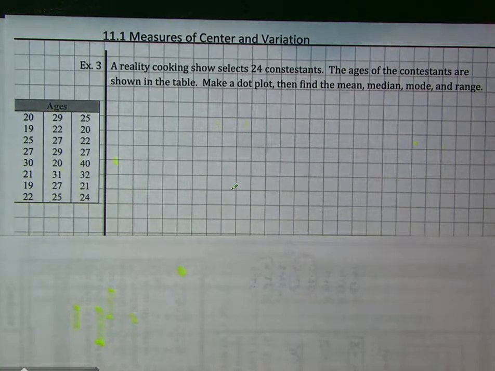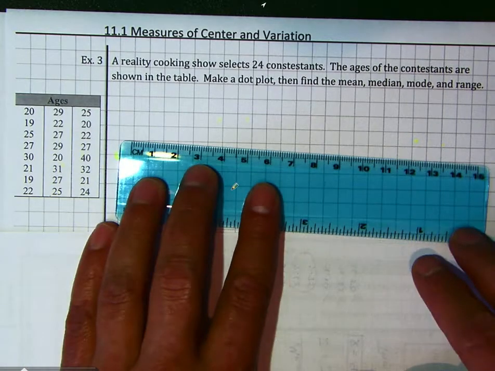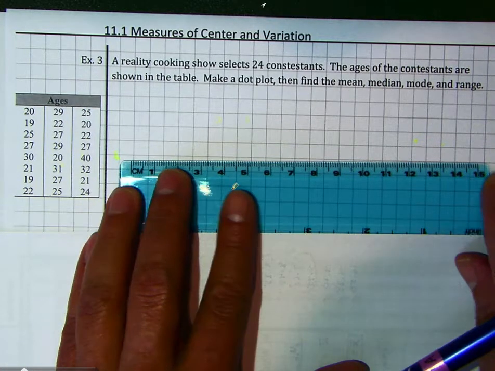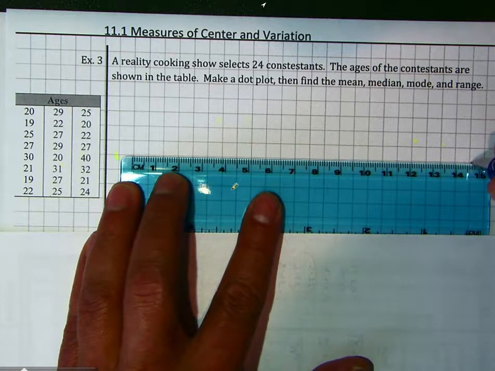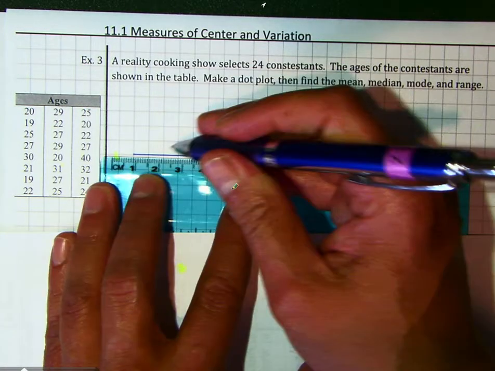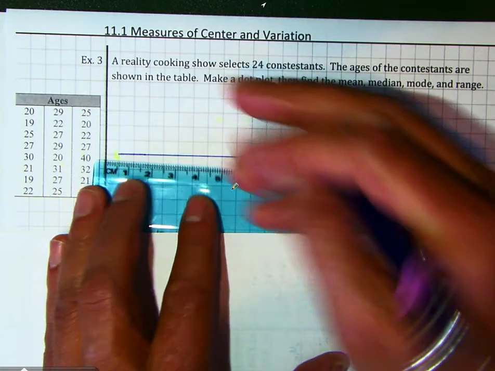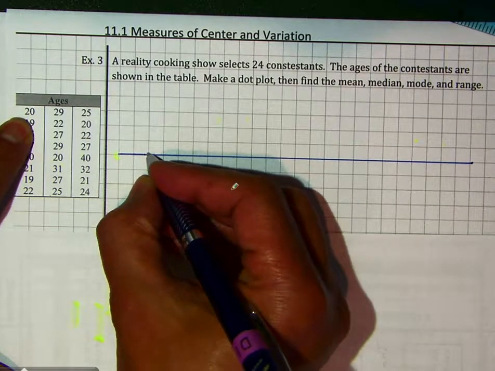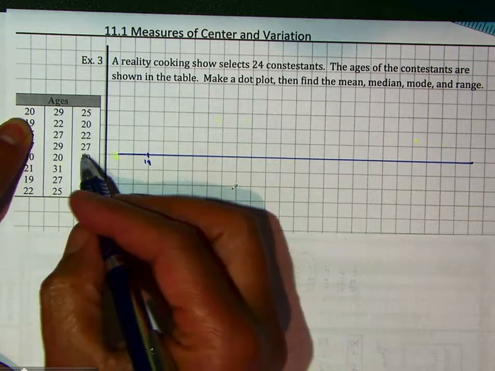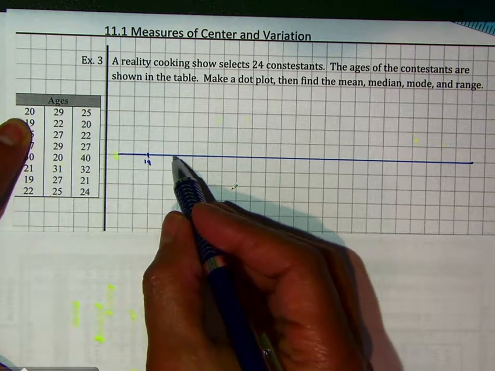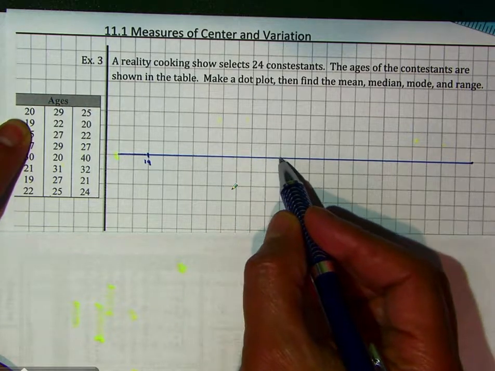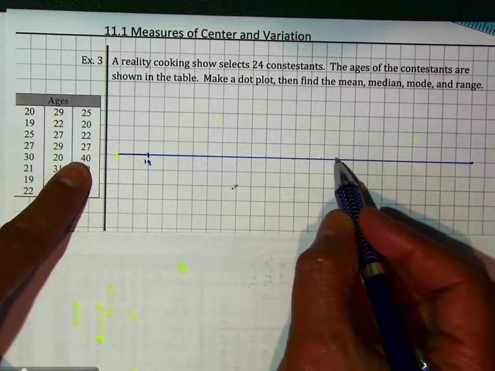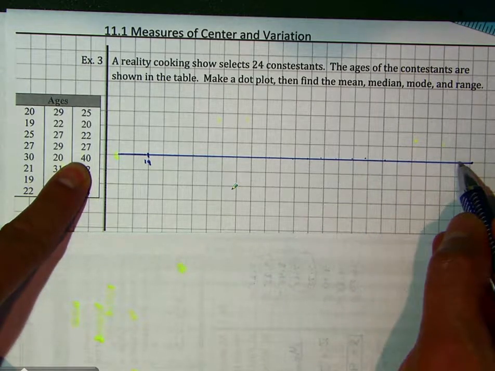In this case, we are going to be making a dot plot, so you do need a ruler. And a dot plot is just like a number line. So I'll place it right here. And we don't need to start at 0. We can actually start with the smallest value. In this case, the smallest number is 19. I'll start with 19, and I can decide whether I go by ones: 20, 21, 22, 23, 24, 25, 26, 27, 28, 29, 30. So I can go by ones.